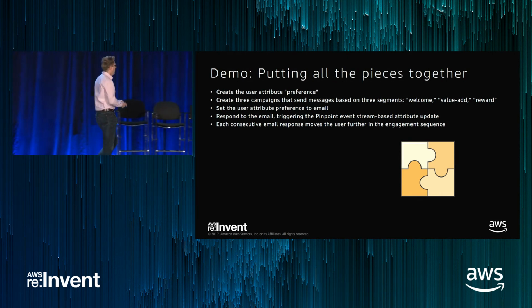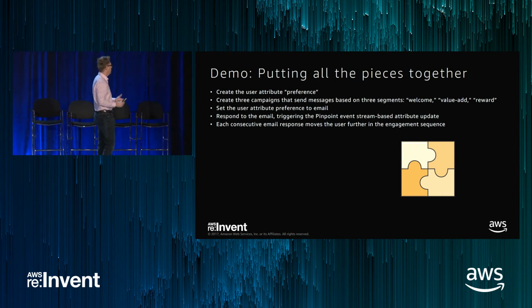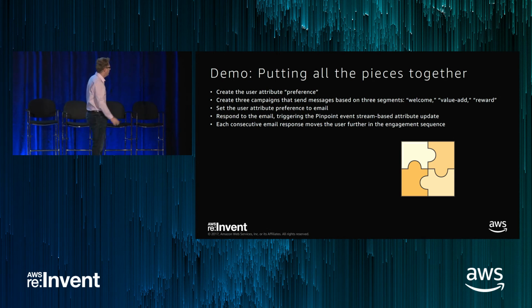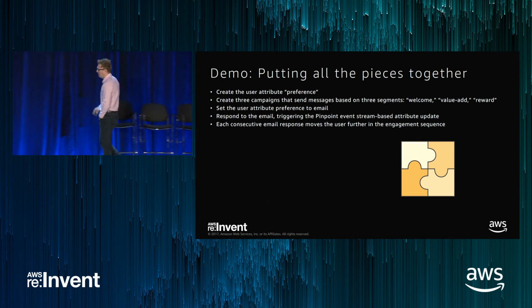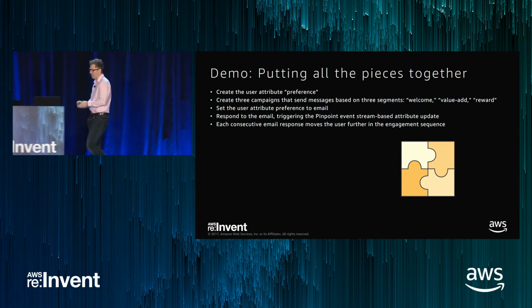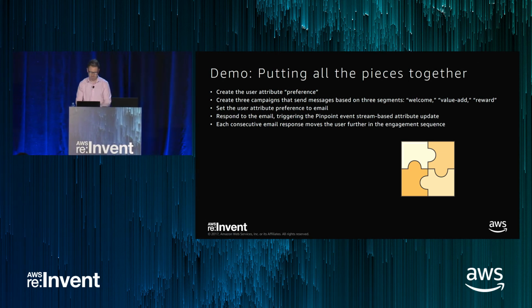So jumping back over, second to last bullet point there, we responded to the email that triggered the event stream, which triggered the Lambda function, which let us update our endpoint. Pretty cool.